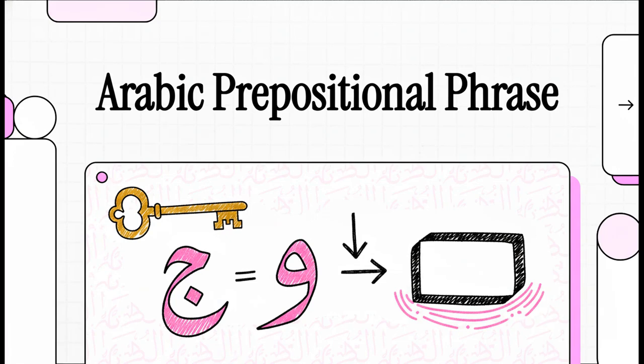All right, let's jump right in. Today, we're going to tackle a really fundamental piece of Arabic grammar, the prepositional phrase. You might know it as Murakkab-e-Jari or Jar Majroor. And trust me, by the end of this, spotting them is going to be second nature.